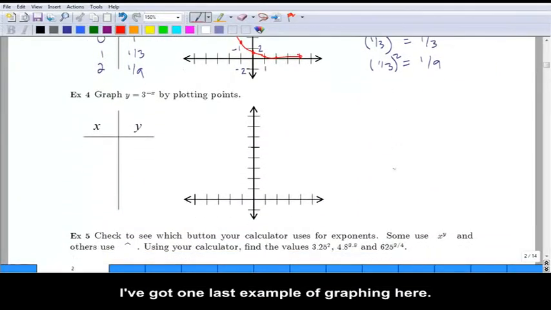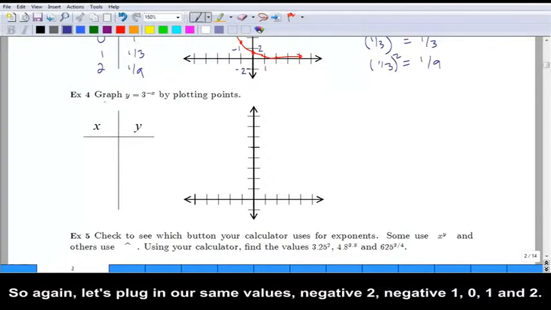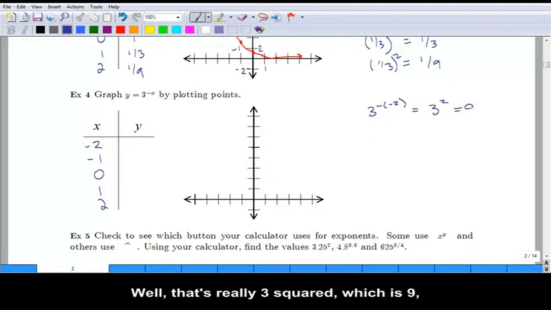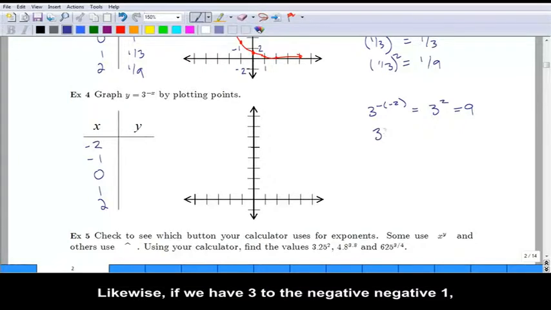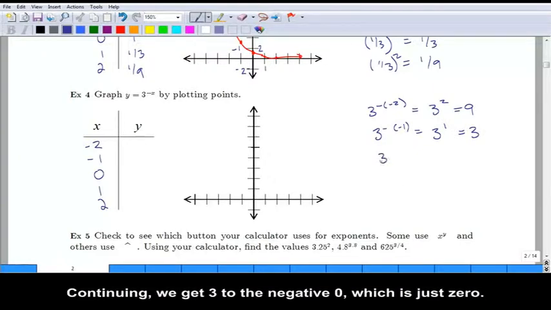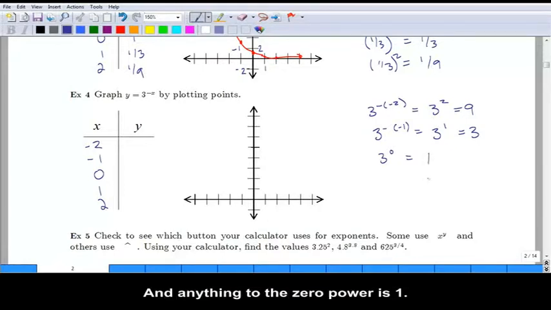We've got one last example of graphing here. So again, let's plug in our same values, -2, -1, 0, 1, and 2. So if we raise 3 to the -2, well, that's really 3 squared, which is 9, because that negative becomes a positive. Likewise, if we have 3 to the -1, then this is really 3 to the first, which is 3. Continuing, we get 3 to the 0, and anything to the 0 power is 1.